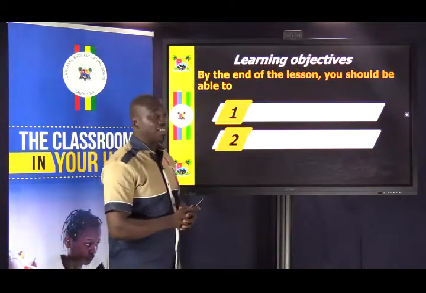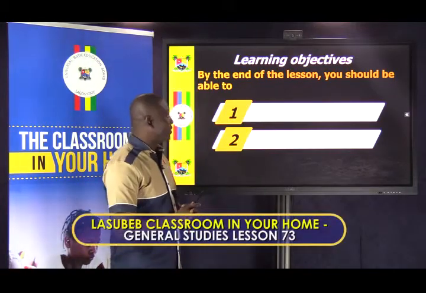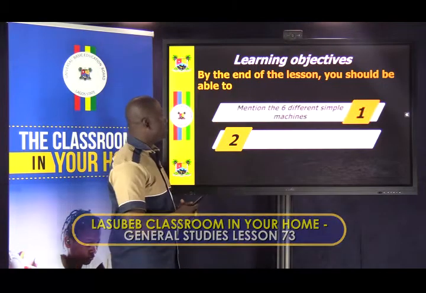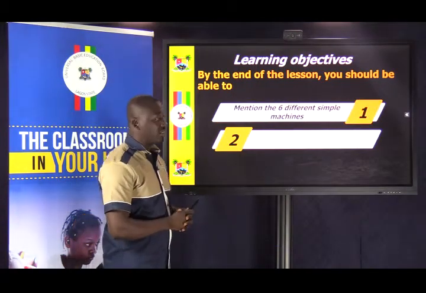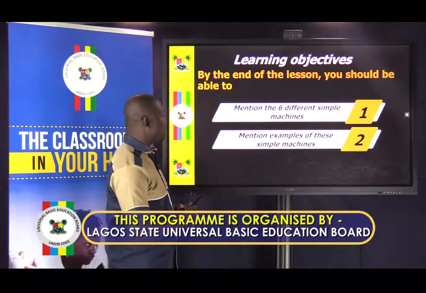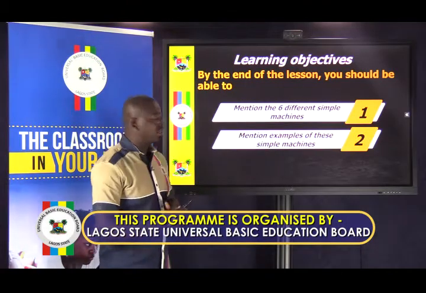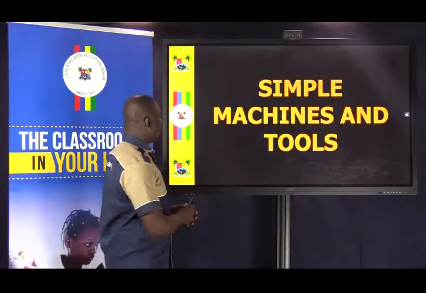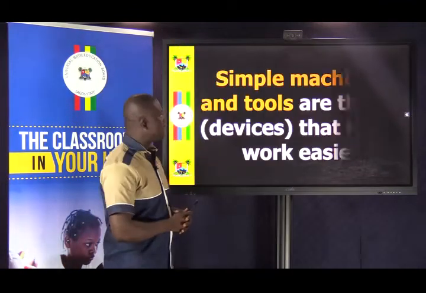So today we are looking at simple machines and tools. By the end of the lesson, you should be able to mention the 6 different simple machines and also mention examples of these simple machines. Now, what are simple machines?